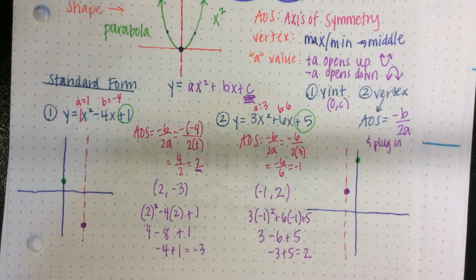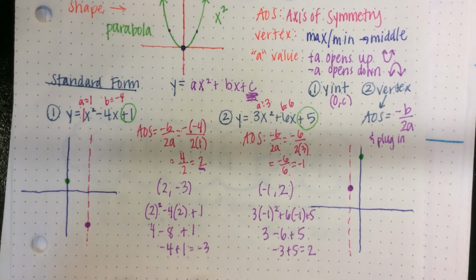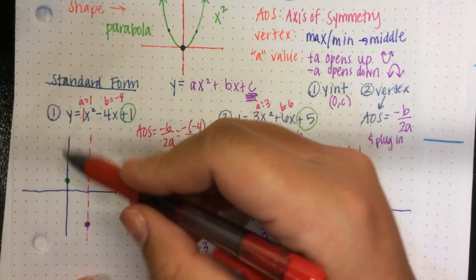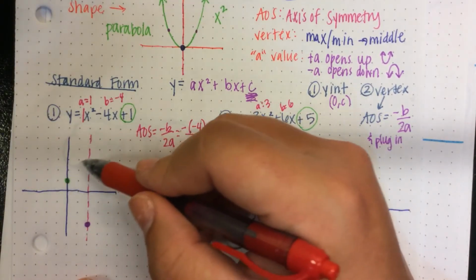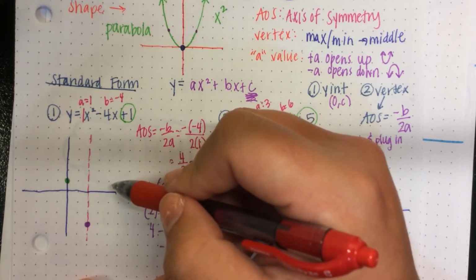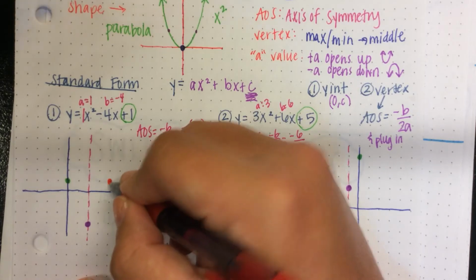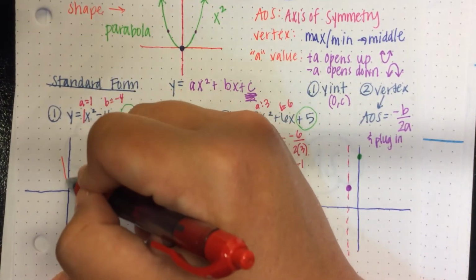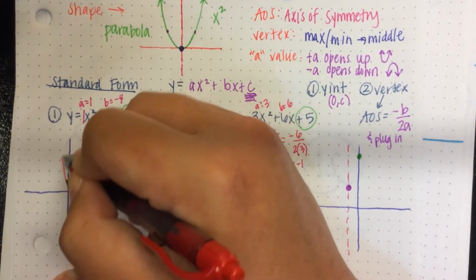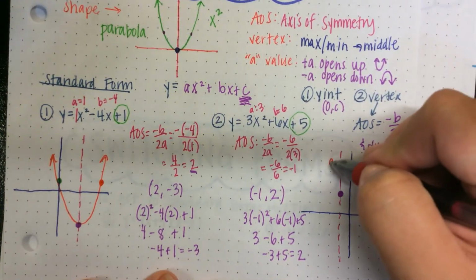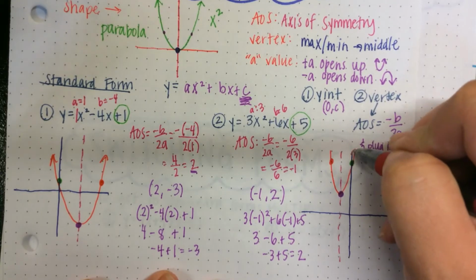Okay, then I'm going to take that point. I need one more point to be able to get enough to know where to draw my u. So that y-intercept is what's going to help me. So my y-intercept is here. It's going to have the exact same point on the other side of my axis of symmetry because it's symmetrical. So I'm going to reflect that point over, and then I have enough to be able to draw my u. Okay, same thing over here. Here's my y-intercept. I'm going to reflect it over, and I have enough to draw my u.